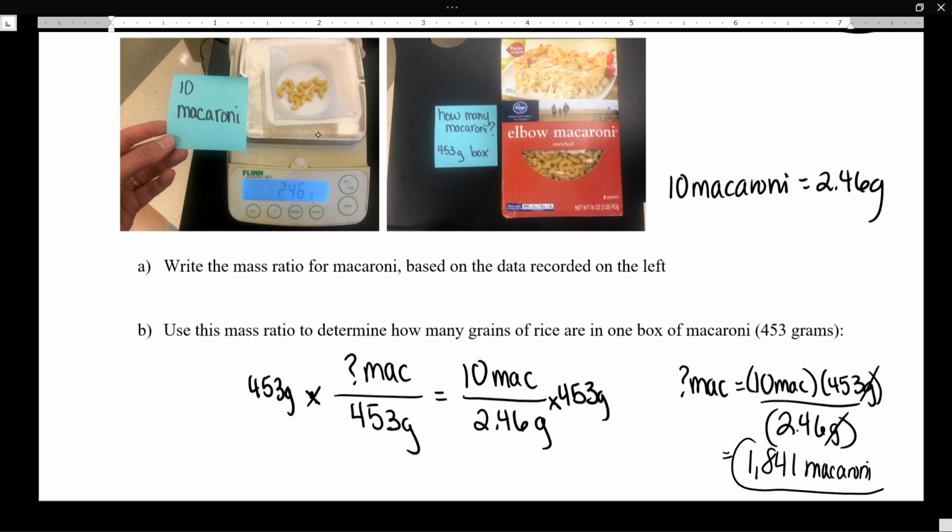So these are some examples of how you would use these mass ratios to count a large number of small objects. And we're going to use this again later on with atoms.